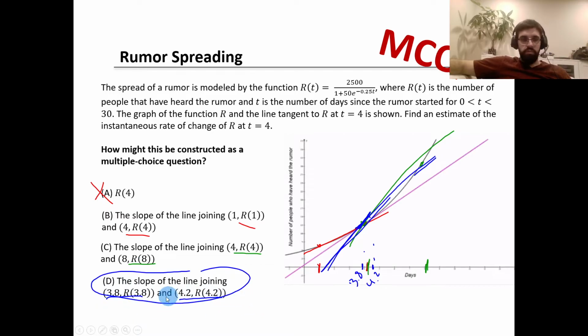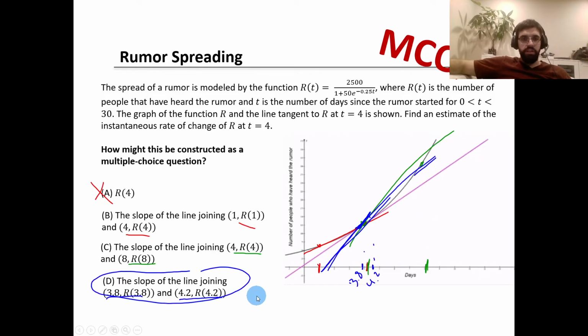And the reason is that to find the best estimate, we want to get the closest interval possible around the point t equals 4. And so 3.8 to 4.2 is the tightest interval around this point, and so that's going to be our best choice.